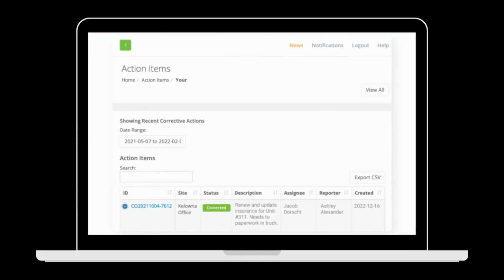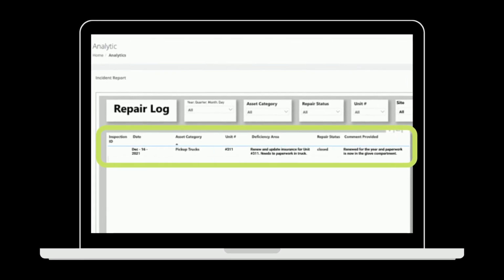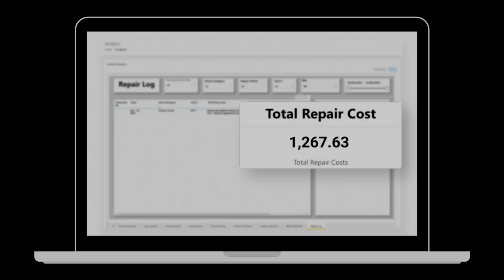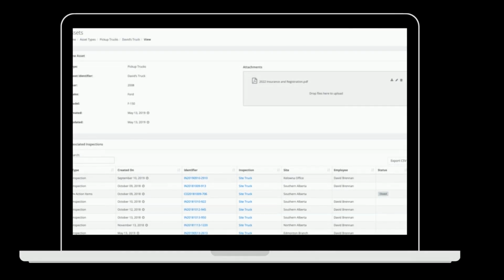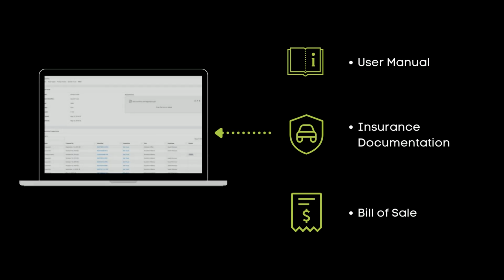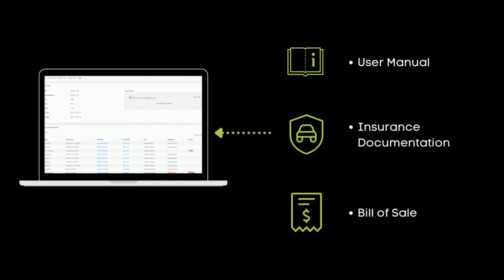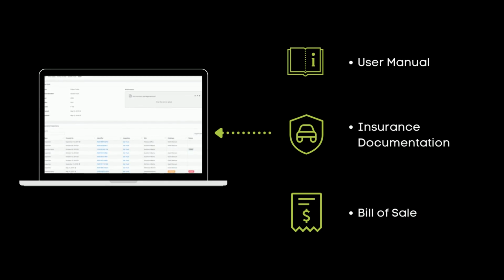Once the repair is completed, the asset records automatically update and the repair costs are tracked. Business owners can see how assets are performing in real time and where money is being spent in the repair log analytics. For each asset, it is possible to store helpful resources like the user manual, insurance documentation, bill of sale, and certifications, avoiding the risk of this ever being lost or hard to find.